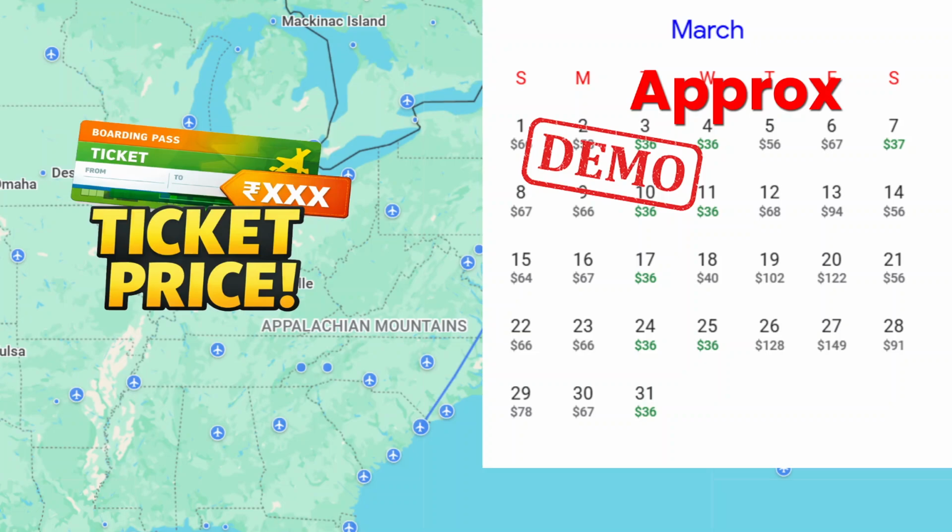I can tell you the approximate idea. If you book a one-way economy class ticket for one person for about 30 to 40 days in advance, the price may range, you can see on your screen.